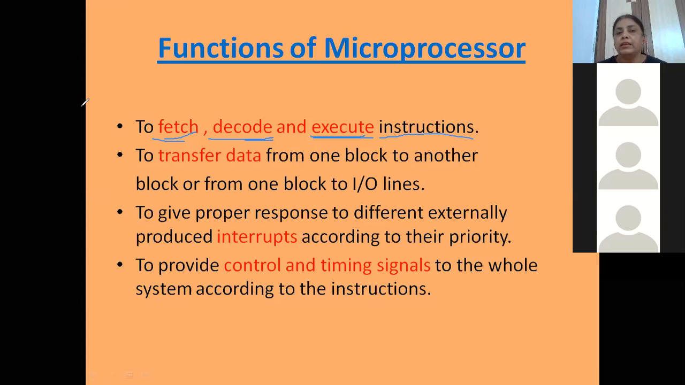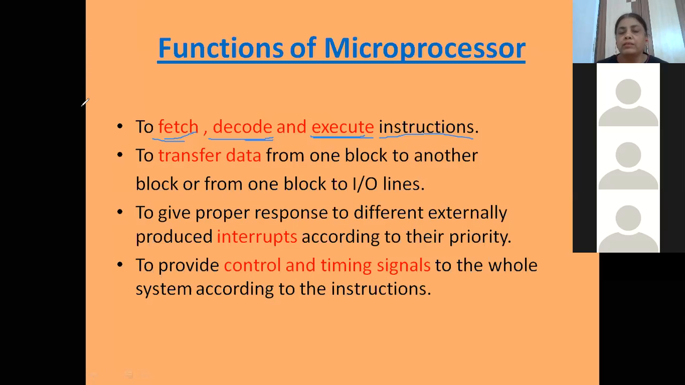Now next is the second function: transfer data from one block to another block, or from one block to input output lines. See, if I said process the data, from where are you getting the data? From input devices you are getting the data. So how will it reach the ALU? It will reach the ALU by some communication medium, na? And that communication or transmission medium is called bus. Okay, we will have a next topic with this bus structure of the 8085 microprocessor.